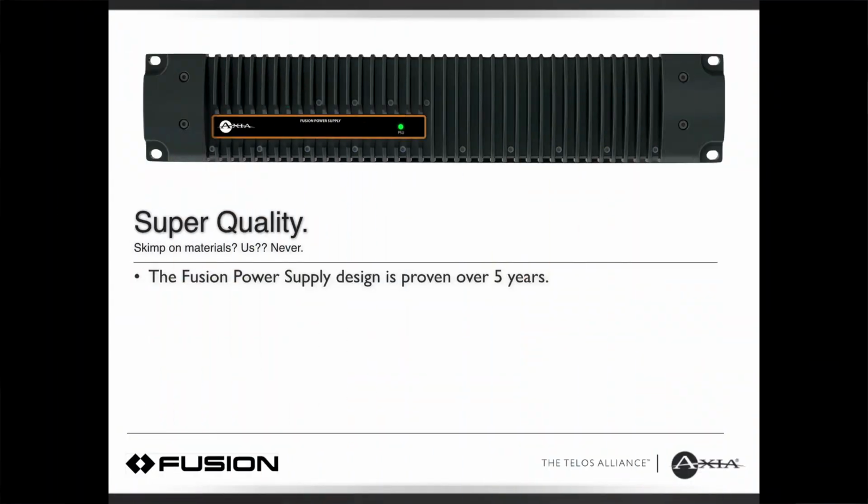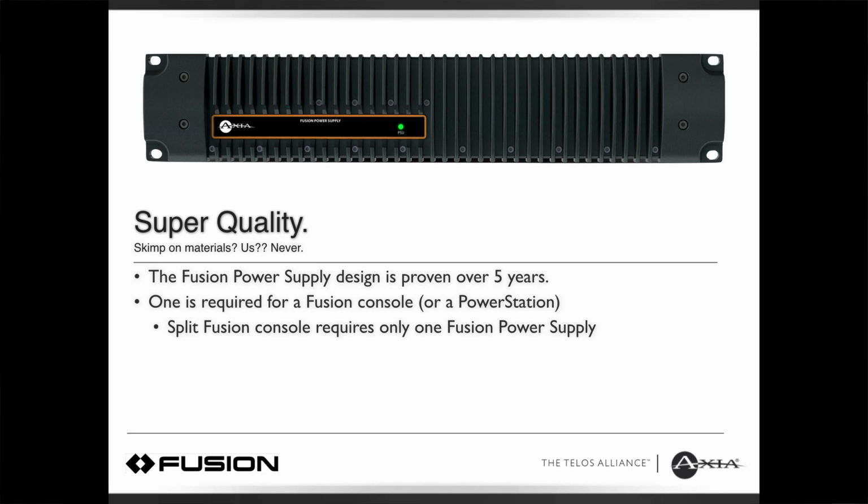Thanks, Clark. Let's take a look at the new Fusion power supply. It's new for the Fusion, but it's based on a design that's been proven now for about 5 years. It has this big, massive front panel heatsink. It's fanless, and it supplies all the power that a Fusion needs for either a 1 or a 2-frame Fusion console, even up to the biggest size possible, 40 faders.